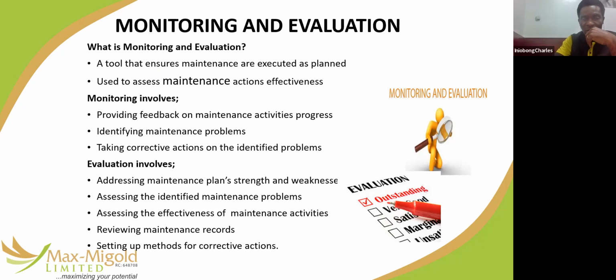Does it correspond? Are you getting the kind of results that you are getting? Setting up methods of corrective action. You must understand that corrective action is not correction. Corrective action is being implemented so that a fault may not happen again.